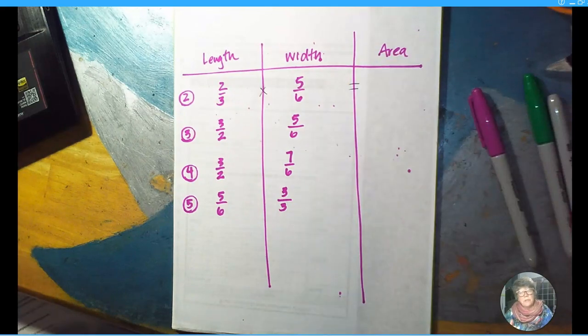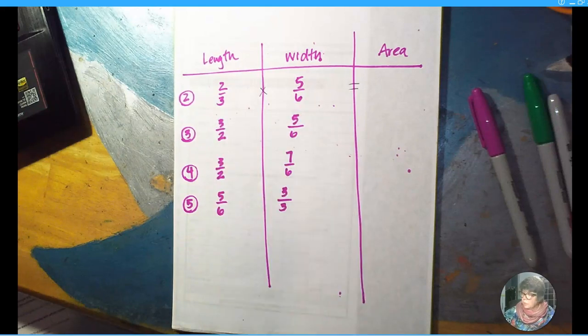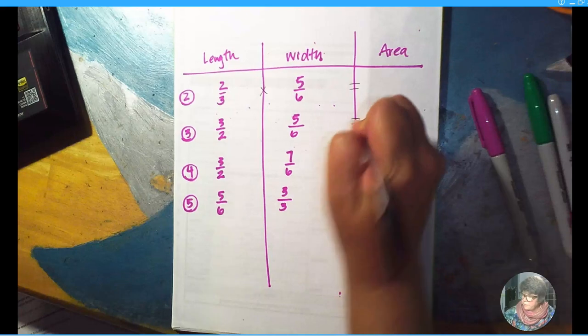Now, sometimes you'll have a rectangle or even a square, and you don't know which one is the length and which one is the width. Does it matter? No, because this is multiplication. The order is not important. You're just multiplying one side by the other side. Okay, so go ahead and do that now.